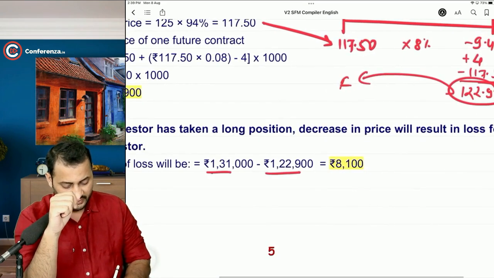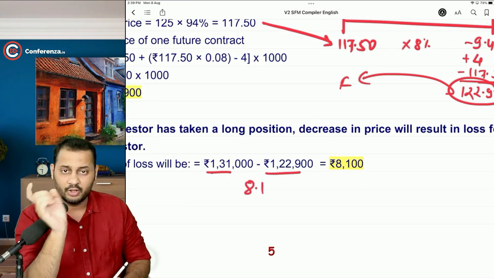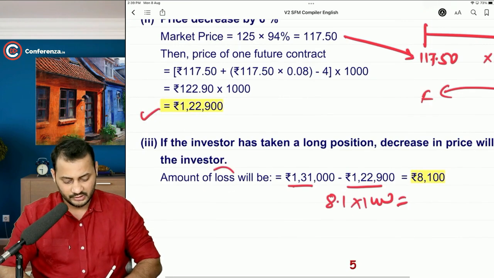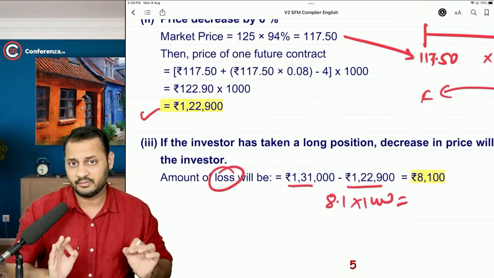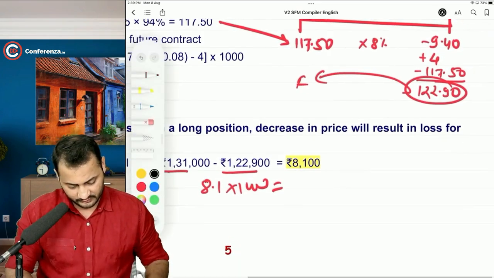131 and 122.90, the difference between that is 8.1 rupees. Loss to him, multiplied by 1000 shares, 8100 rupees of the loss. The question is pretty simple. Understand one more thing. Now the summary of this is very simple.